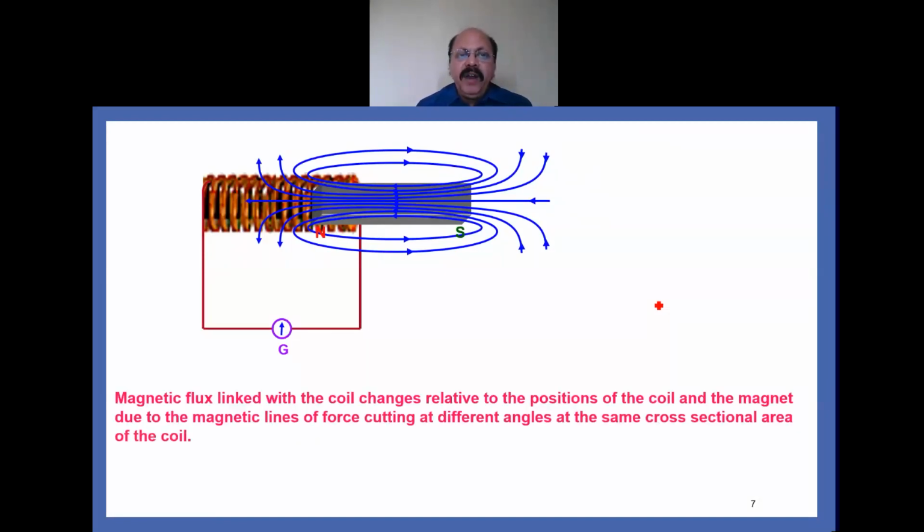So the magnetic flux linked with the coil changes relative to the position of the coil and the magnet, due to the magnetic lines of force cutting at different angles at the same cross-sectional area of the coil. So that's why an EMF and hence a current is induced in the coil.